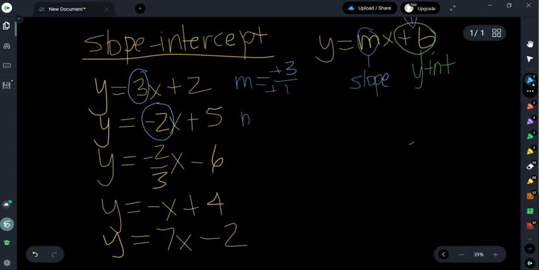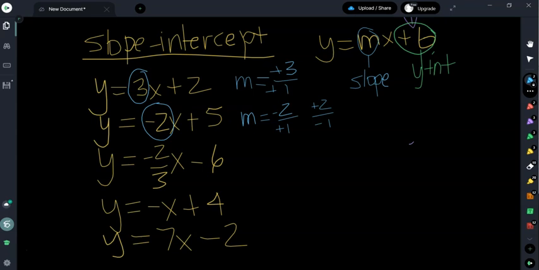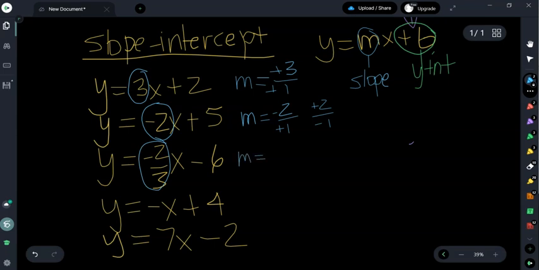as our slope. So the slope of this one is -2. So that can be written as -2 over +1, or it can be written as +2 over -1. Either way, when you graph it using either one of these, you will get the same result. The slope of this line is -2/3. So once again, that's the same as -2 over +3, or it's the same as +2 over -3.